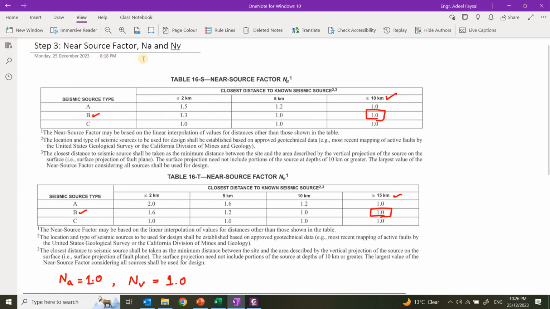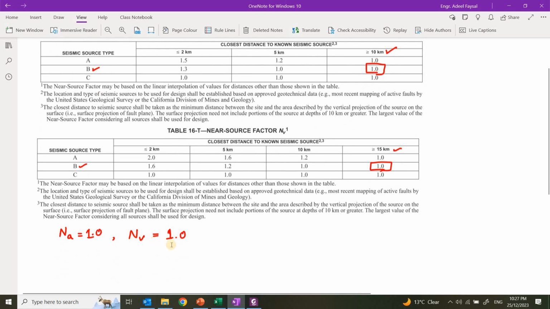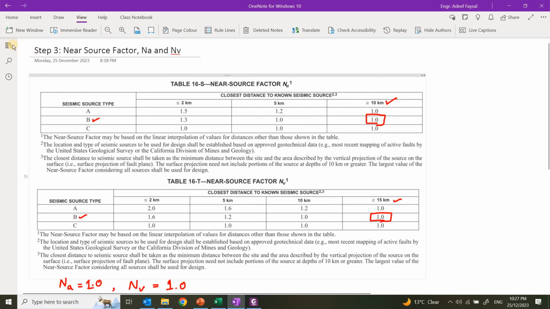Step number 3 is to find the near source factors NA and NV. For NA, this is the table. We have seismic source type B and the closest distance to the known seismic source. In our case, it is 15 kilometers, which is greater than 10 kilometers. So NA is 1.0. Similarly for NV, seismic source type B, and the distance is equal to 15 kilometers, so we fall in this case, and it is equal to 1.0 again. So both NA and NV are 1.0.